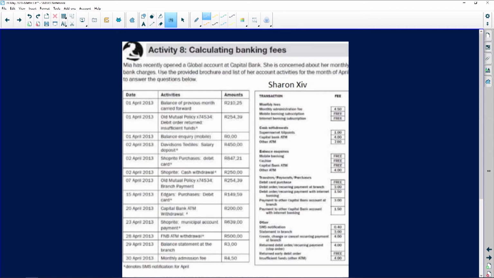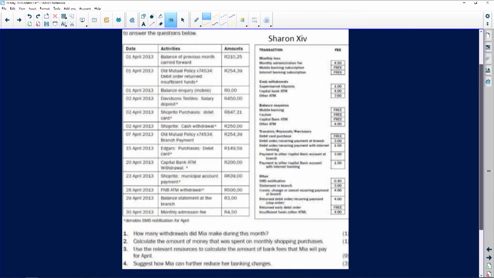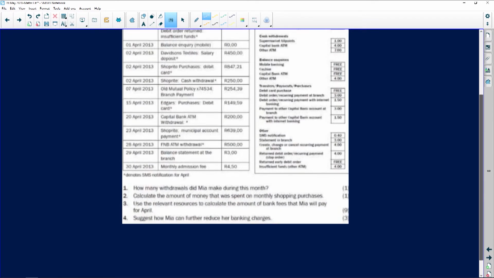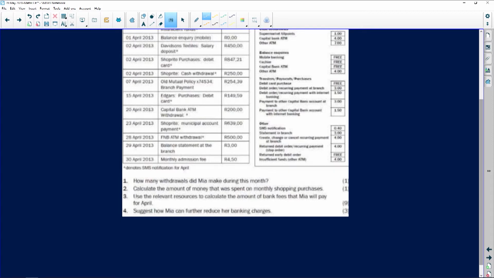It says Maya has recently opened a global account at Capital Bank. She is concerned about her monthly bank charges. Use the provided brochure of her account activities for the month of April to answer the questions below. It's not a very clear picture, but we are going to try and answer as many questions from it as possible. We can see that the transactions are from the 1st of April all the way down to the 30th of April. The first question: how many withdrawals did Maya make during this month?